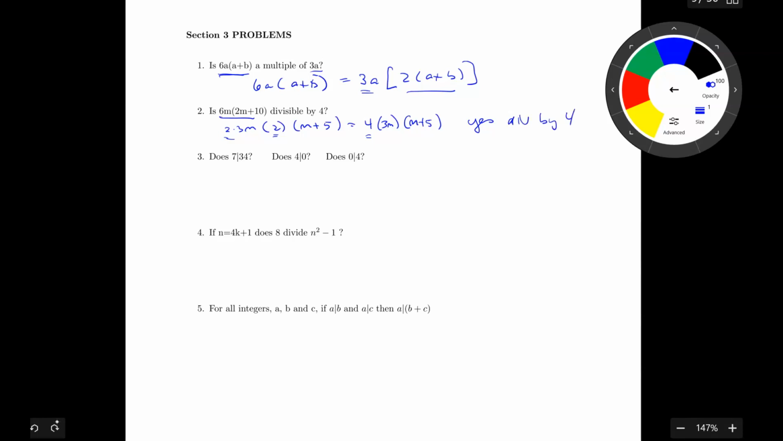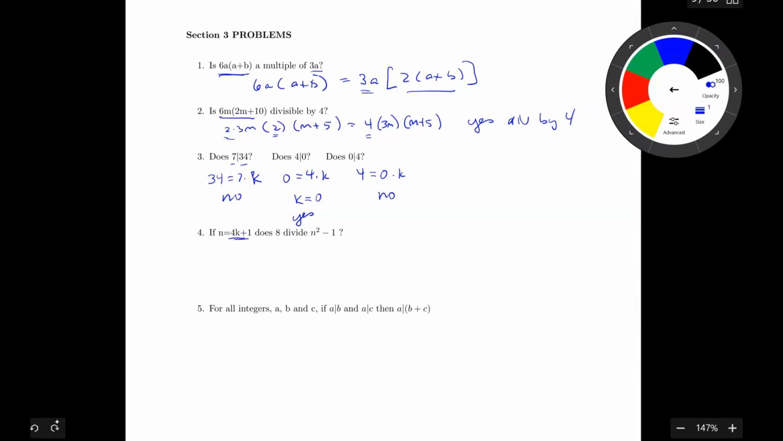Okay, so going over exactly what this divides thing means, just taking baby steps here. Does 7 divide 34? Does 34 equal 7 times some k value? No. Does 4 divide 0? Is 0 equal to 4 times some k value? Yes, k equals 0, right? Okay. Does 0 divide 4? Does 4 equal 0 times some k value? No, it does not.